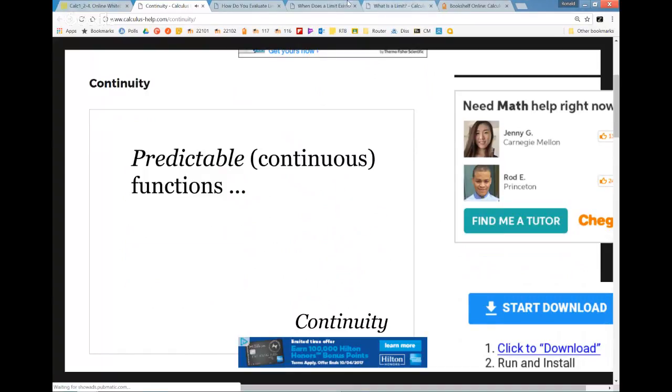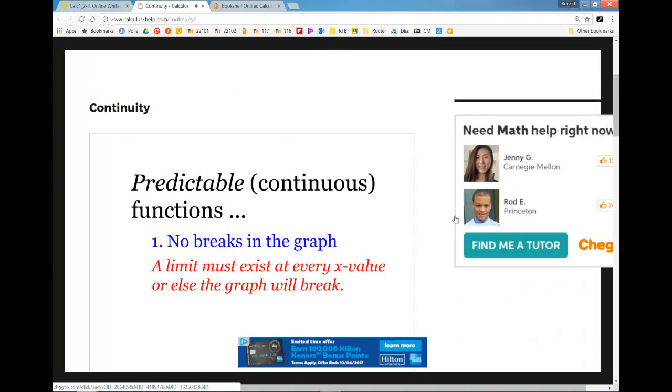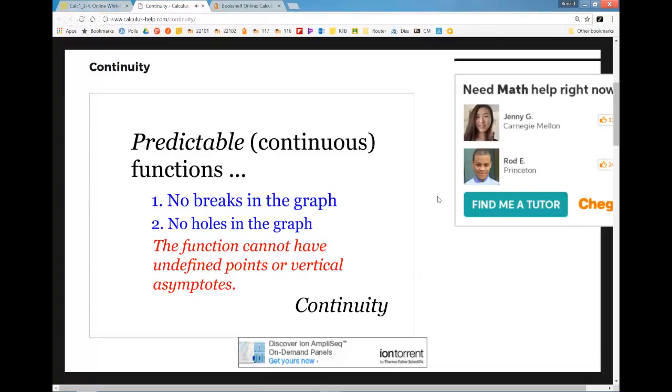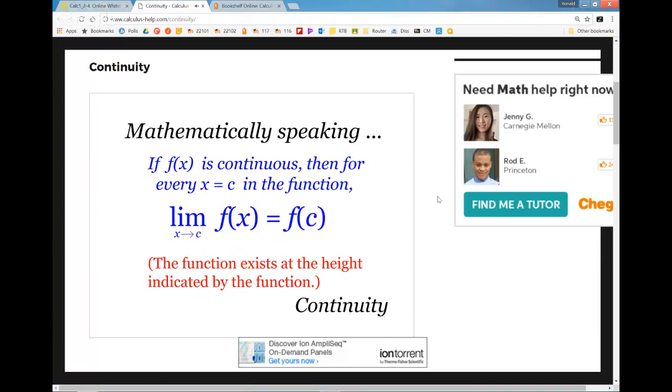1, no breaks. Well, we already know that breaks occur in functions where no limit exists there. Therefore, for a function to be continuous, it must have a limit at every x in its domain. Secondly, no holes. Continuous functions must be defined everywhere in their domain. Mathematically now, we say that continuous functions have this property. For every x equals c in their domain, the limit as x approaches c of f of x is equal to f of c. In other words, not only does the limit exist at every point, but the height the function reaches for every x matches the limit.